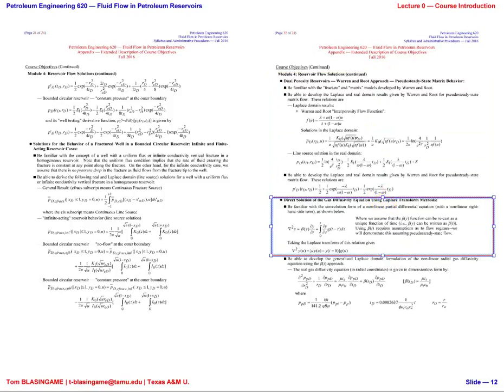But what I've done is shown how to derive a solution to the nonlinear gas diffusivity equation using the Laplace transform. What's rule number 0 in this class? Cheat. So how did I cheat? How did I do it?